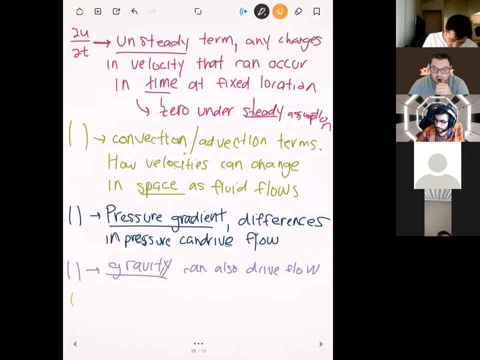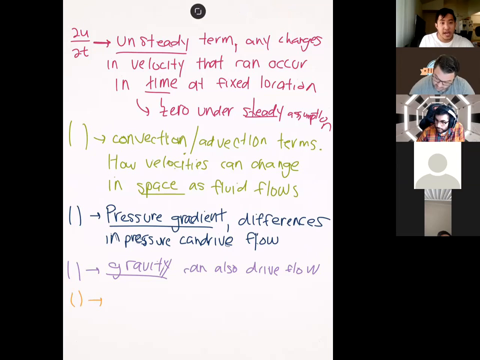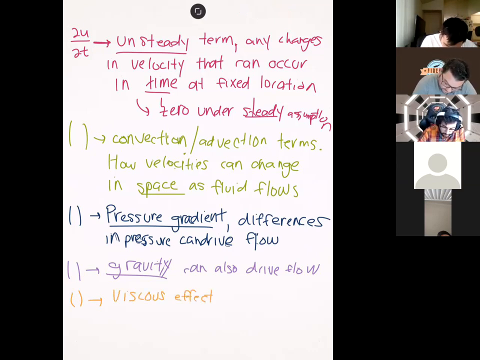And then finally we have the orange term, which is kind of the new guy. The orange term represents viscous effects. All the effects of viscosity are encapsulated in this term. We're going to spend the majority of Wednesday talking about this, but in a nutshell, what this term does is force velocity to have smooth variations in space.